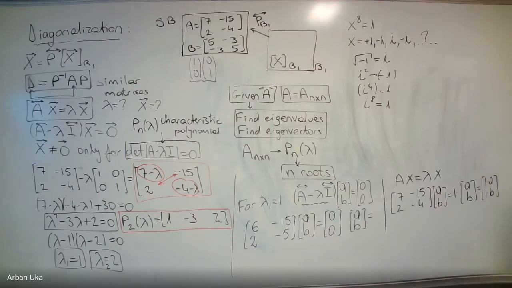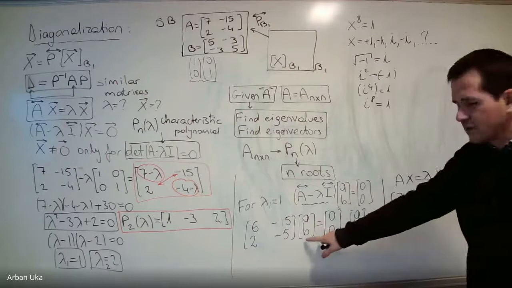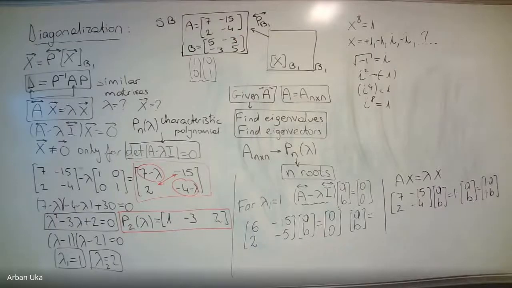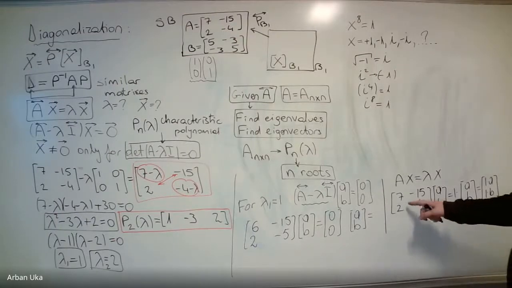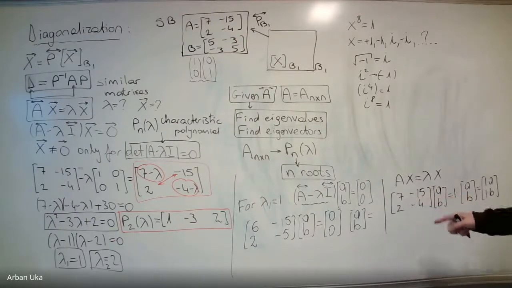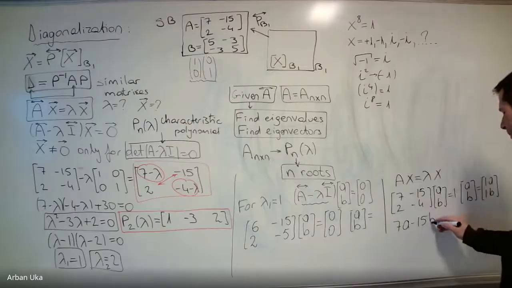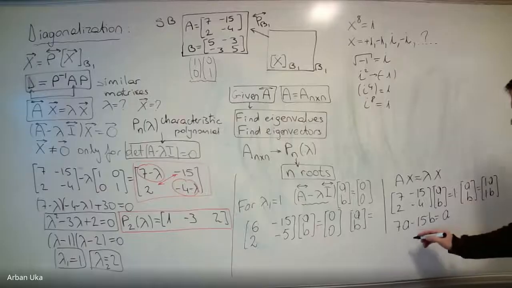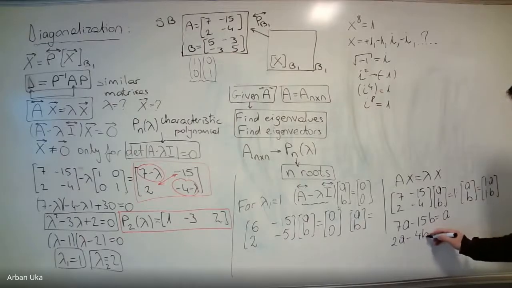So then, what equation can we find? This is equivalent to this. Would you agree with that, Joe? These two statements? Yes, it seems equivalent. Okay, thanks. So tell me, what equations can we come up with from here? You get 7a minus 15b equals what? Equals a. Yes, what is the other equation? 2a minus 4b equals b.